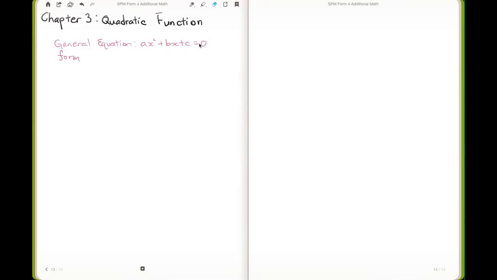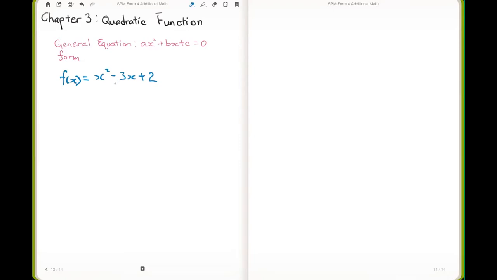This is the reason why it's called an equation, because it is equal to a number, or equal to 0. Whereas a quadratic function will be a function of x. Let me use the previous equation. In the previous chapter, we have f(x) is equal to x squared minus 3x plus 2. And this is now a function. It doesn't equate to any number.